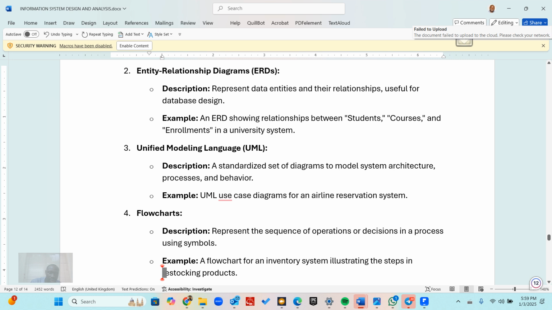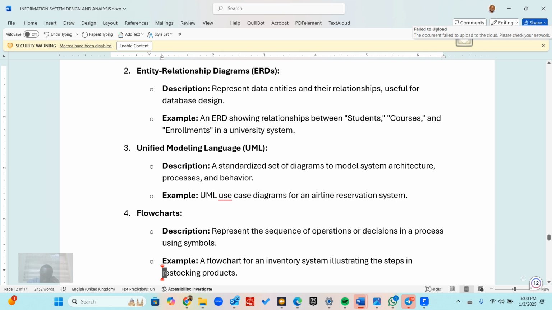Then we have the unified modeling language, UML. It is a standardized set of diagrams to model system architecture, processes, and behavior. For example, UML use case diagram for an airline reservation system.